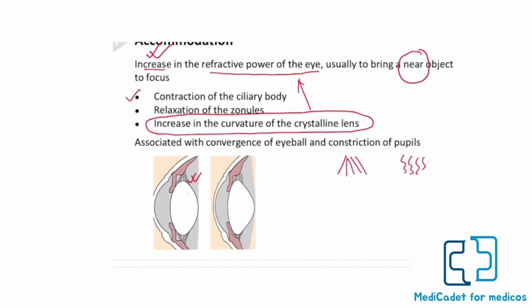So in a person who is an emmetrope, meaning who doesn't have a refractive error, accommodation is used to bring a near object to focus on the retina. So how is this brought about? This is brought about by the contraction of the ciliary body, which leads to a relaxation of the zonules and an increase in the curvature of the crystalline lens.